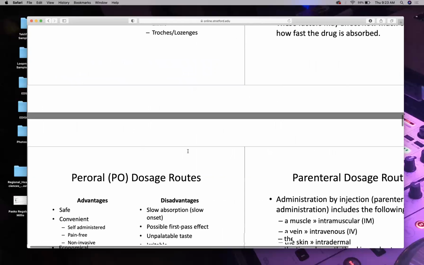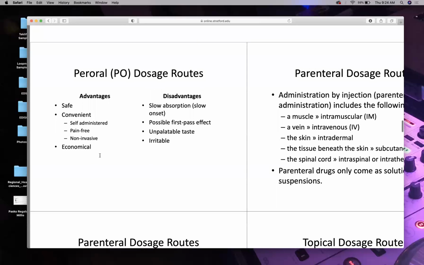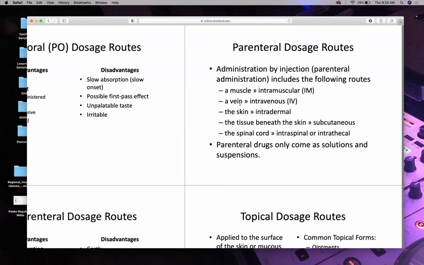And I mentioned that, right? Disadvantage of oral, it's slow. There's a first pass effect. That means it has to go through the liver, right? But again, it's convenient, self-administered, right? It's nice. But parenteral, that's intramuscular, IV, and intradermal.